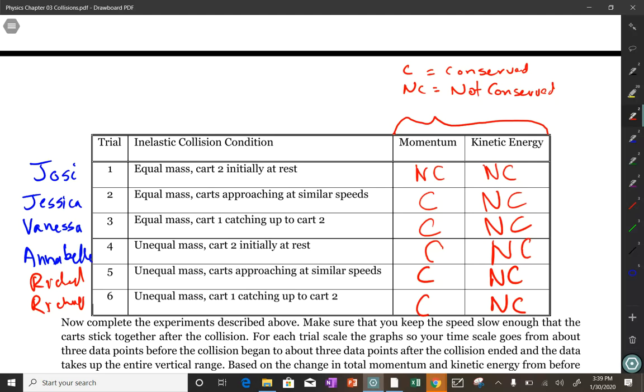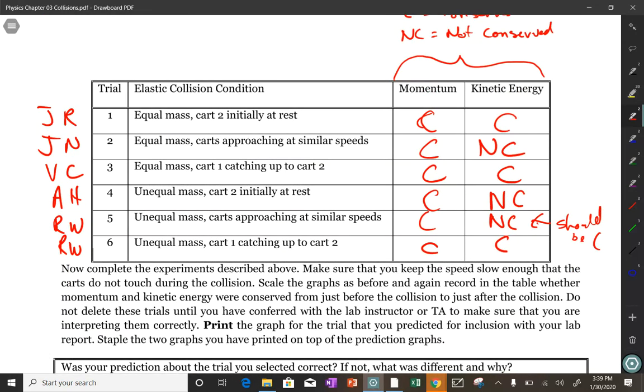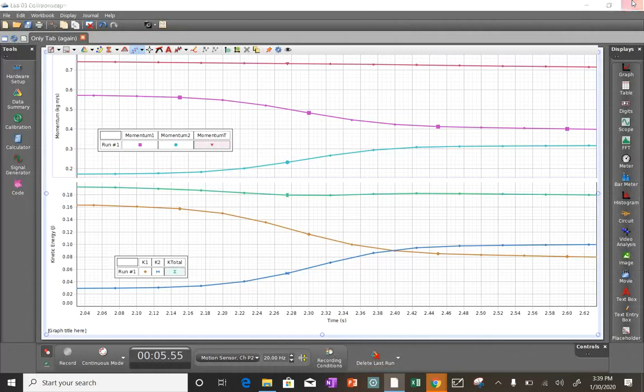Most of it was conserved. No, this is for mine. Oh, yeah. Well, it's talking about the lab, not specifically yours. Like the table, based on what you wrote in the table.